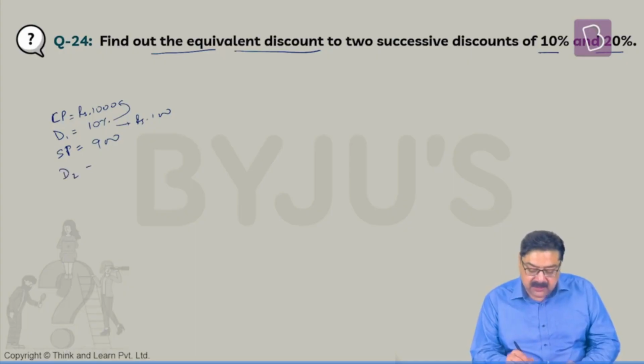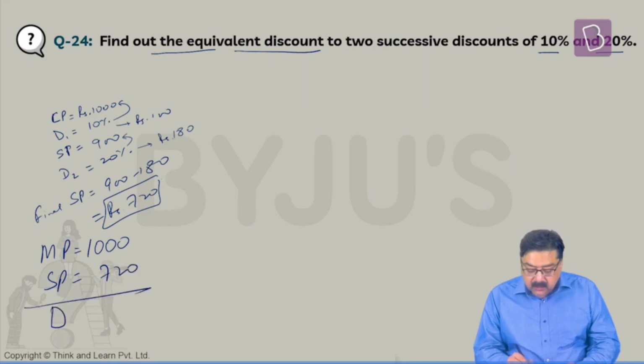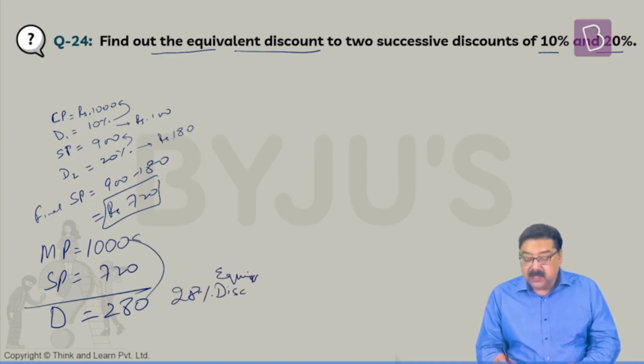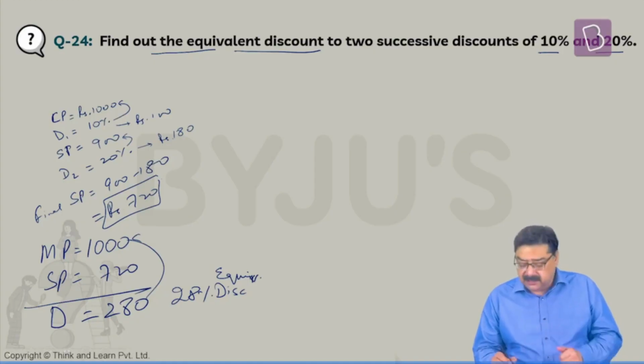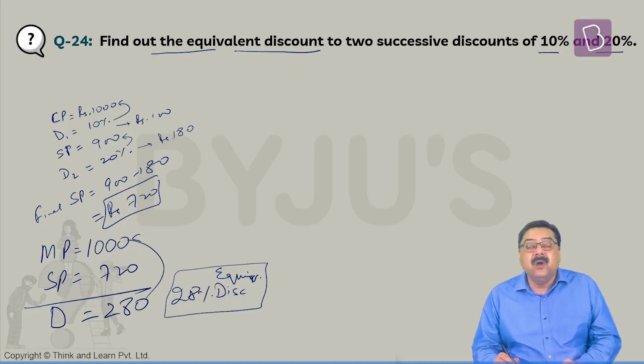Now second discount is offered, that is 20% on 900. Now 20% of 900 is 9 2s 18, so rupees 180. So the final selling price here is 900 minus 180, that is rupees 720. Now the marked price was 1000, selling price is 720, so the discount here is 280, and 280 on 1000 rupees is 28% discount. Now that is the equivalent discount. So two discounts of 10% and 20% are equal to one single discount of 28% on the MRP.